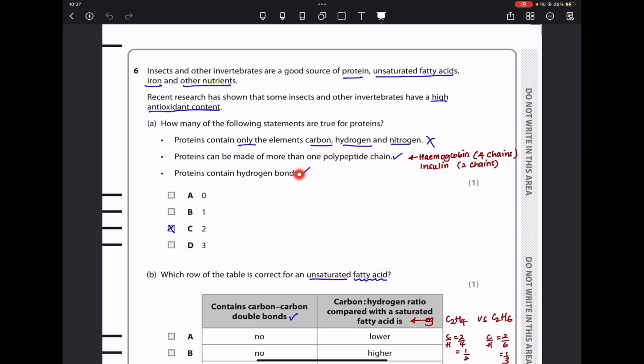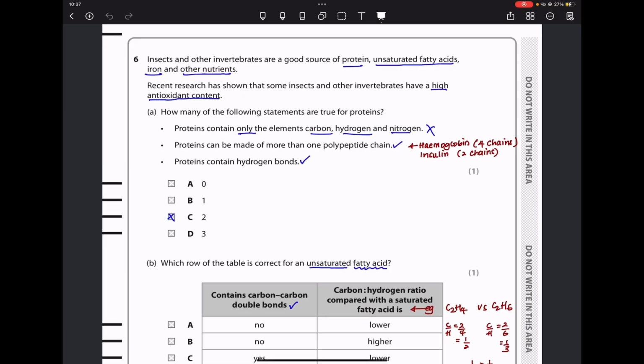That is also true. And again, to emphasize on this point here, I wrote some examples. Hemoglobin, which has 4 chains, and insulin that has 2 chains. Here, of course, proteins contain carbon, hydrogen, oxygen, nitrogen, and sometimes sulfur. So there are only 2 true statements, and my answer was C.